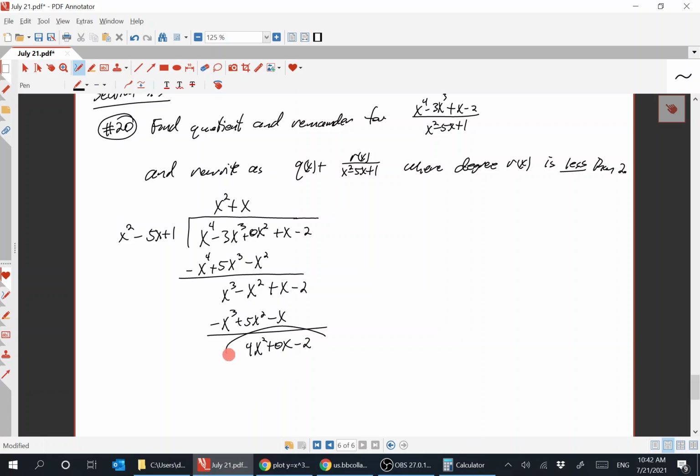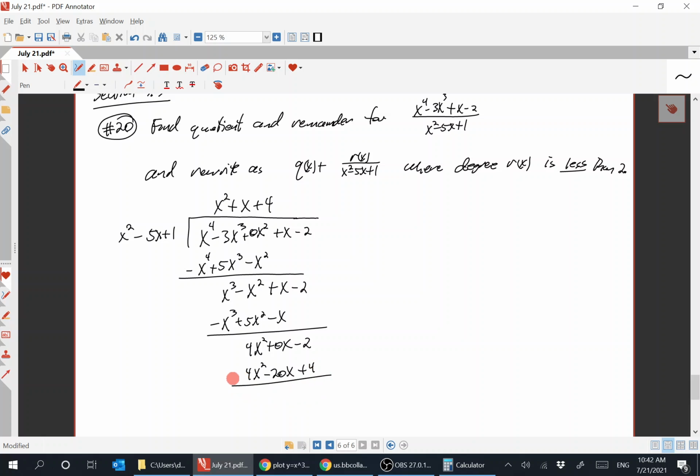Okay, I'm still not done. That's degree 2. And then the degree here is 2. Okay, I want the degree of the remainder to be less than the degree of the divisor. So one more iteration of this division algorithm. So what do I need to multiply x squared by to get 4x squared? Well, plus 4. Okay, so multiply by 4, 4x squared minus 20x plus 4.